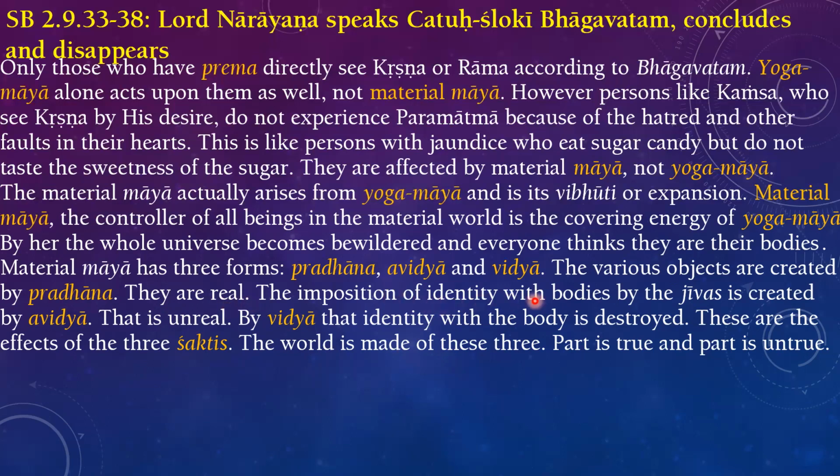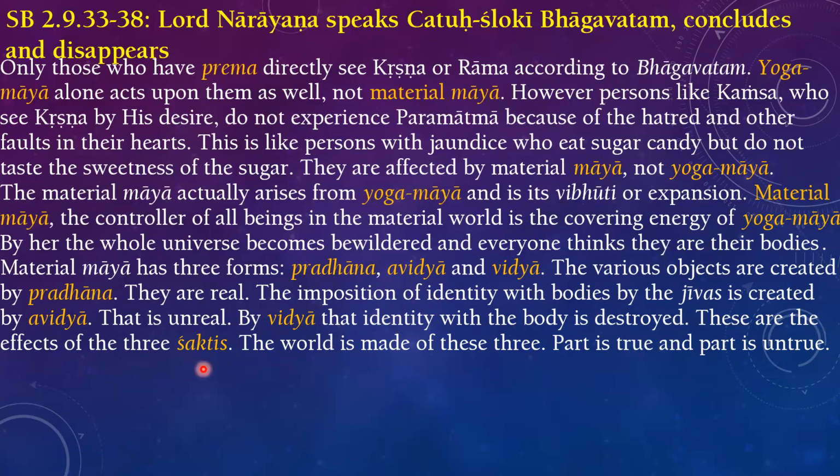The imposition of identity with the bodies by the jivas is created by avidya. As long as we live in the material body, we think ourselves to be the person in the body in which we are living. As of now we are in a human body, so we are thinking we are human beings. That mistaken identity is due to avidya. That is unreal. That has no permanent existence. After 60-70 years, what will be our identity? Not this identity, something else. That's why this identity is not real. By vidya, that identity with the body is destroyed.